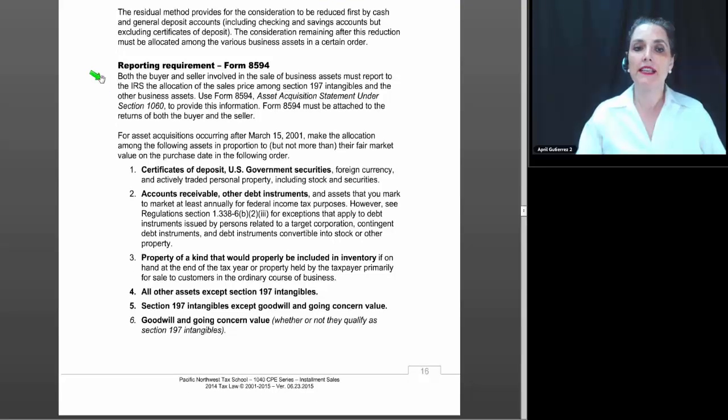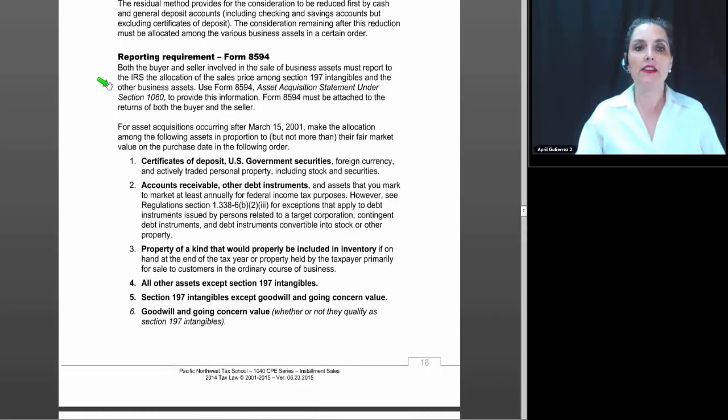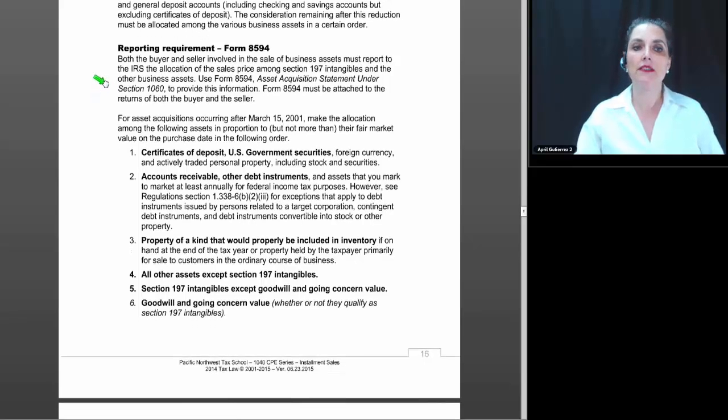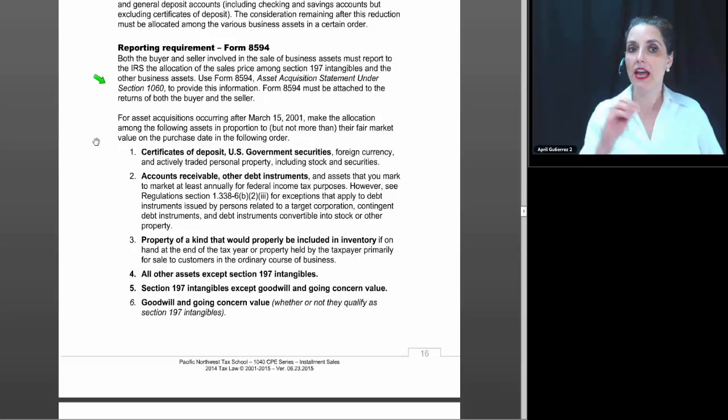Both the buyer and the seller involved in the sale of business assets must report to the IRS the allocation of the sales price among the Section 197 intangibles and the other business assets. You use Form 8594, Asset Acquisition Statement under Section 1060, to provide this information. Form 8594 must be attached to the tax returns of both the buyer and the seller. And it's helpful if the buyer and the seller agree ahead of time as to the allocation. But it's not that common, at least in my experience, that that happens.